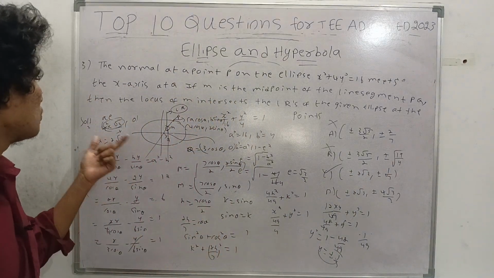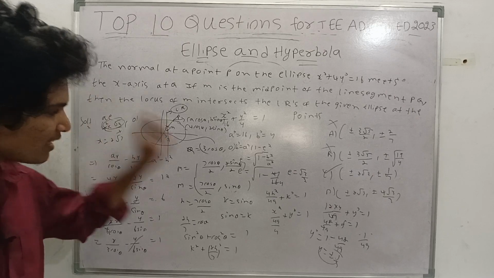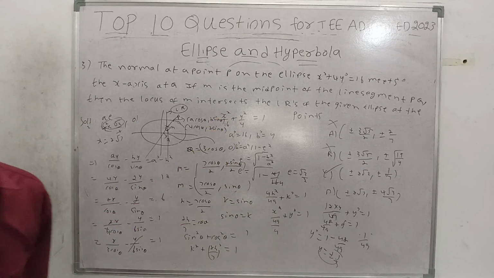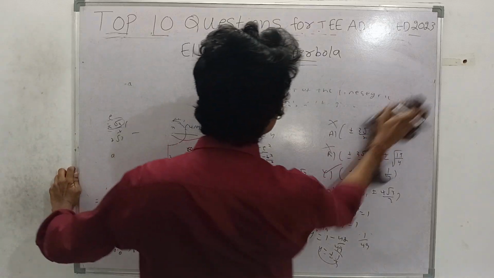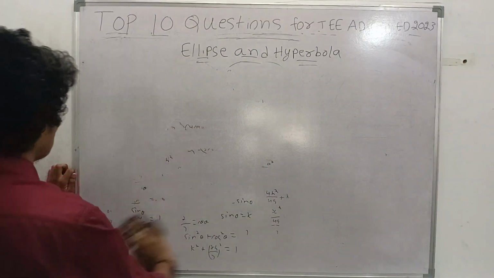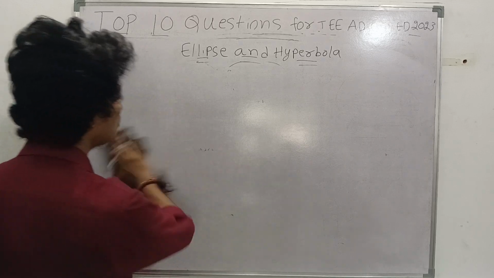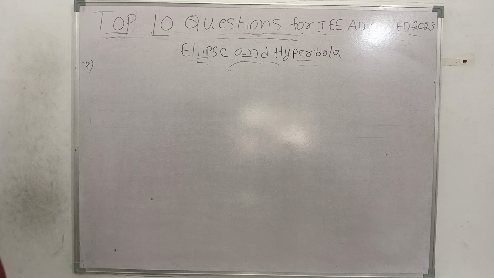Like this you have to do. The latus rectum point has x coordinate 2 root 3, and the y coordinate you have to find by substituting the x value in the locus of the point here. The third question completed. Now the fourth question.